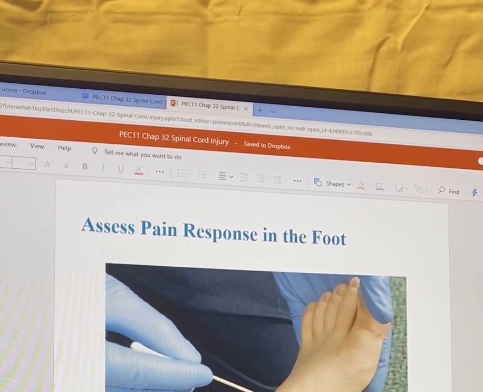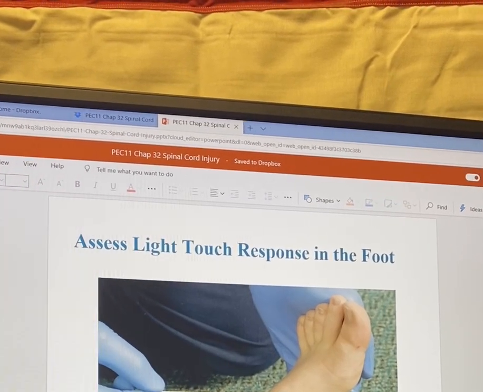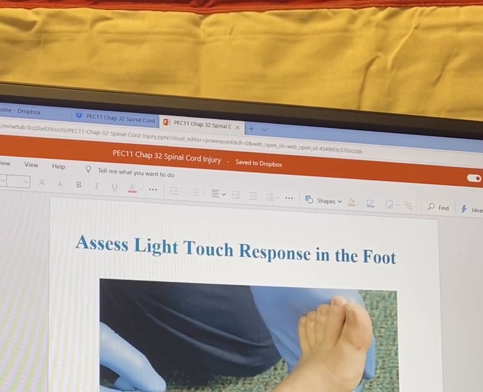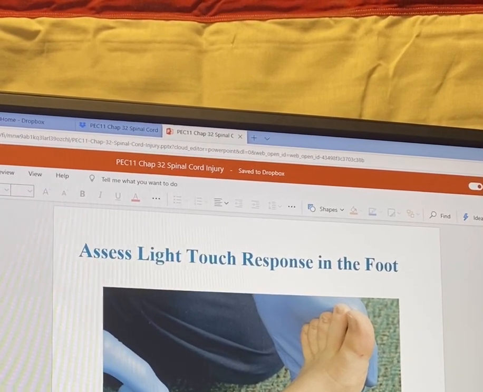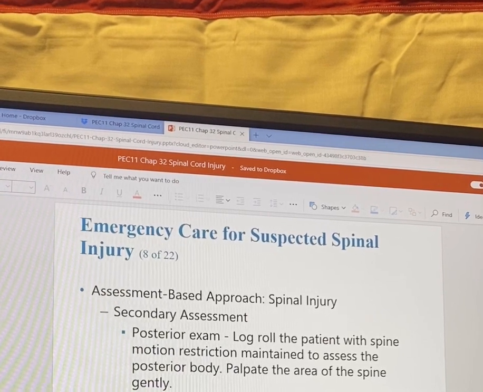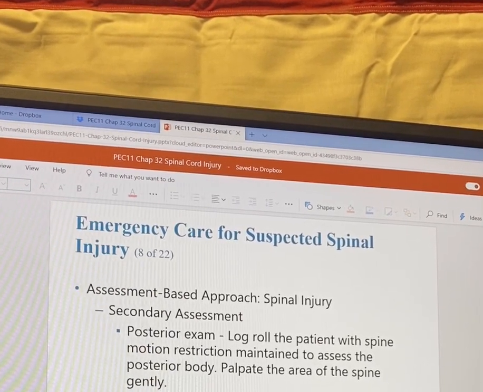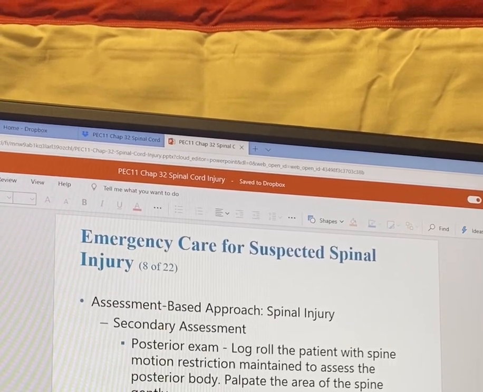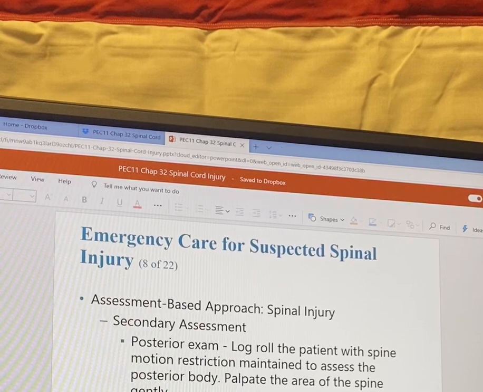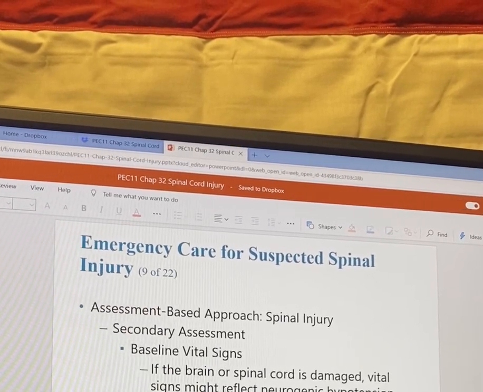All right, so here's your foot test. All right, just like with PMS, can you feel me touching you? Which toe am I touching? Assess their response to touch. Evidence of deformity, tenderness, contusions, lacerations, punctures, or swelling to the spine or around the spine should greatly heighten your suspicion that a spinal cord injury exists.